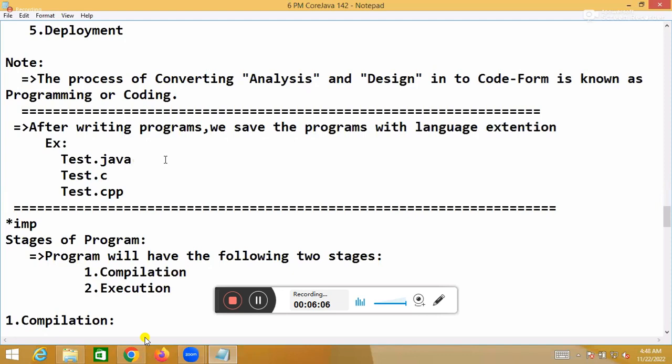So, sir, can I write a program in another language? I said, other language support is not needed. Every language will have its own grammar. Every language will have its own alphabet. Every language will have its own construction rule.